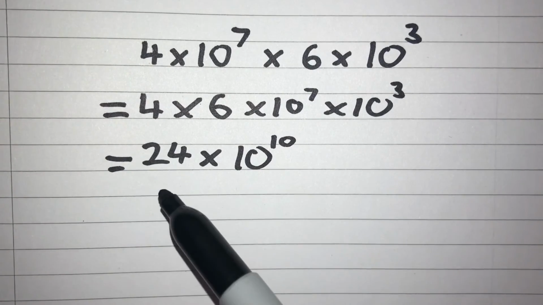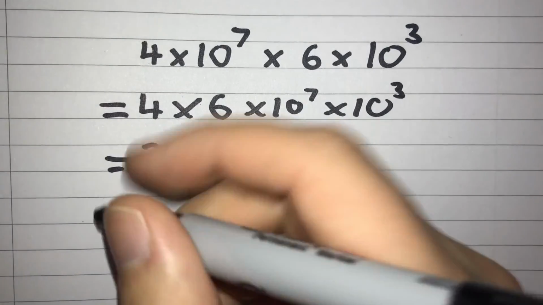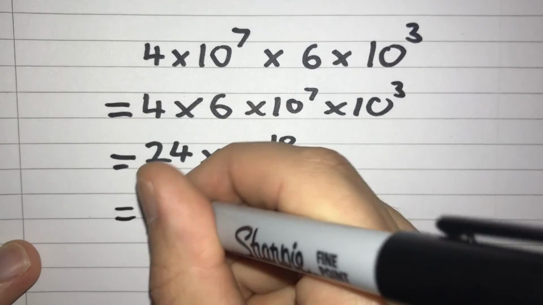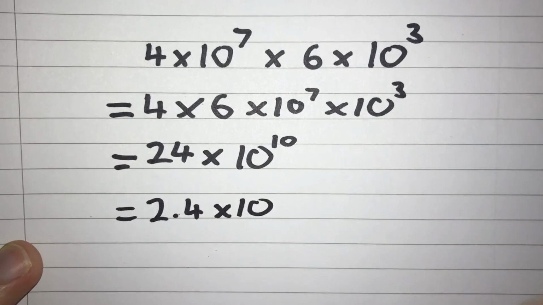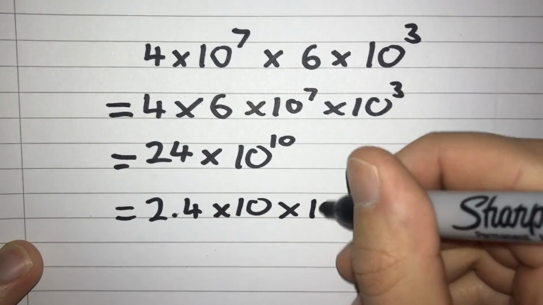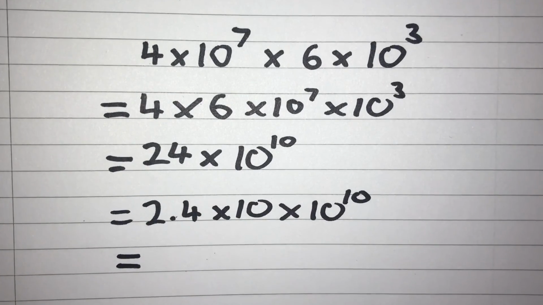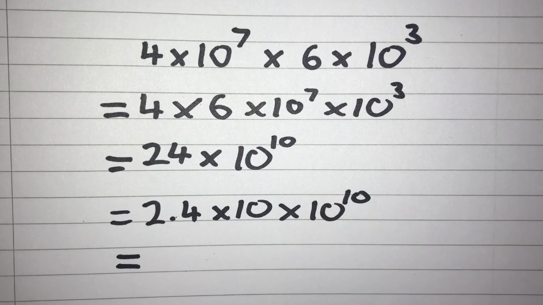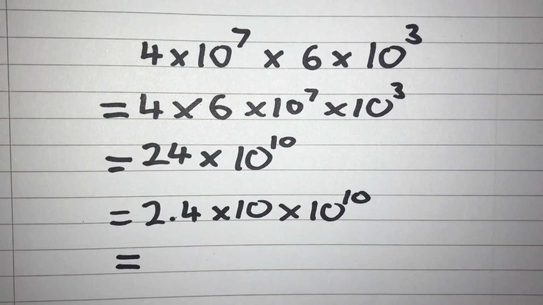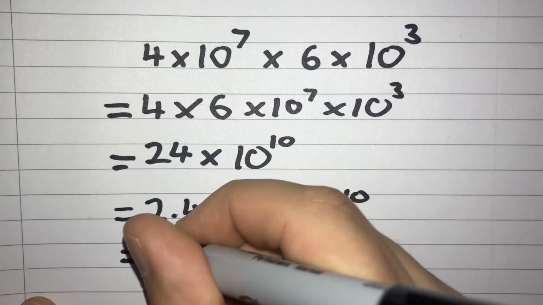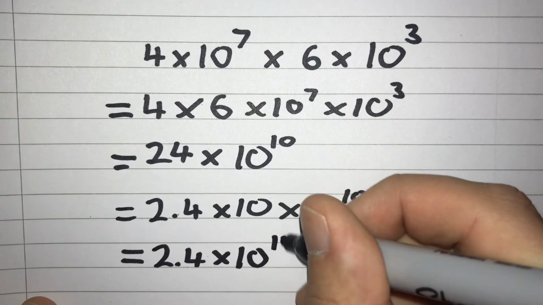But this time we've got a number out the front that's too big. It's bigger than 10. So to rectify that, we can divide it by 10. So this 24 will become a 2.4. And we've got to balance it out by multiplying by 10 to make sure we haven't actually changed our overall number. So our final answer, we've got to sort out this 10 times 10 to the power of 10. Well, that's just going to be 10 to the power of 1 times 10 to the power of 10. We'd end up with 10 to the power of 11. So our final answer will be 2.4 multiplied by 10 to the power of 11.